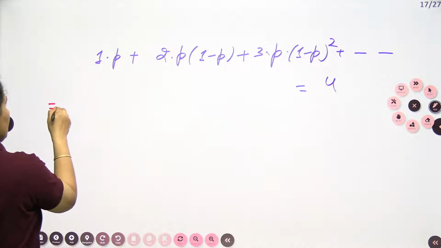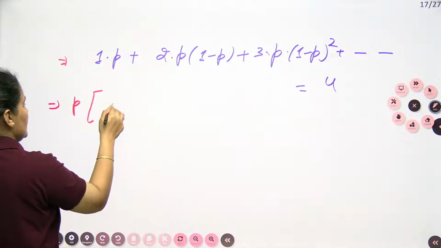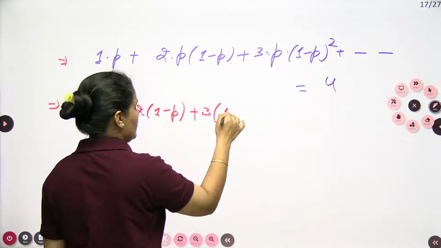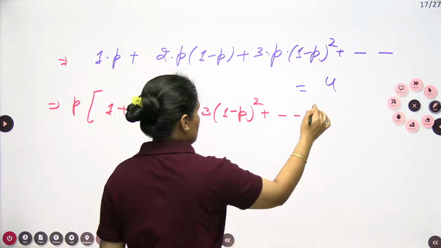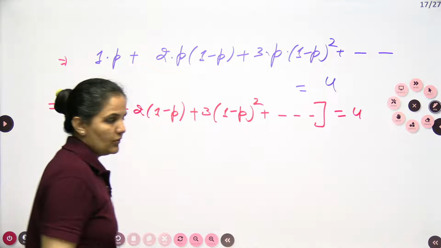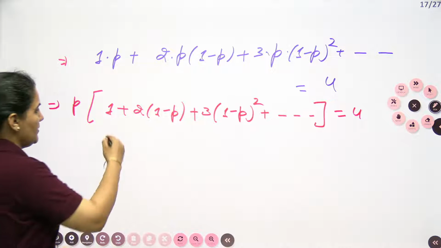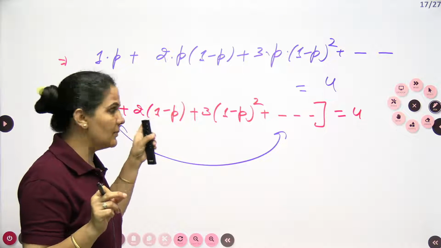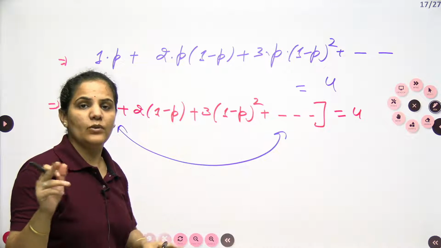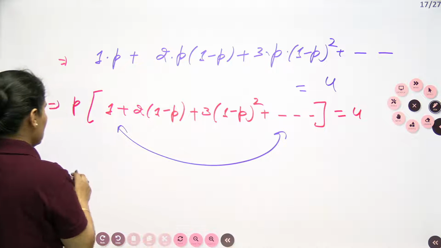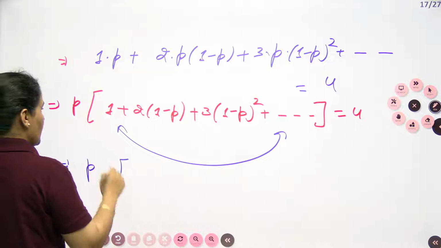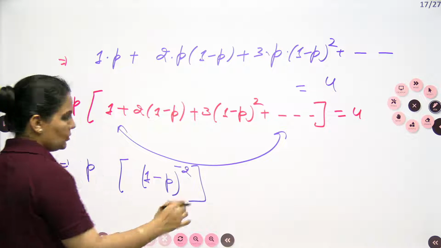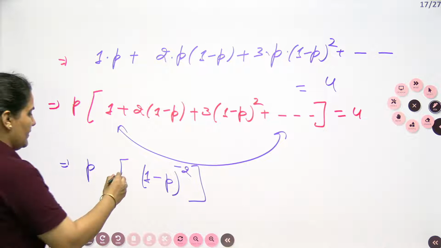What we can do is take p common from this series. It will be p times 1 plus 2 into 1 minus p plus 3 into 1 minus p whole square, and so on, and it equals 4. This is nothing but a simple series. It looks like 1 plus 2x plus 3x square plus 4x cube. All terms are positive, so in this case my expansion will be p, and here it is 1 minus x to the power minus 2.